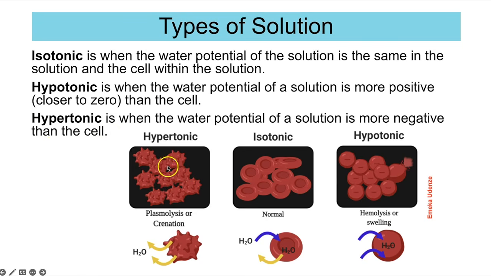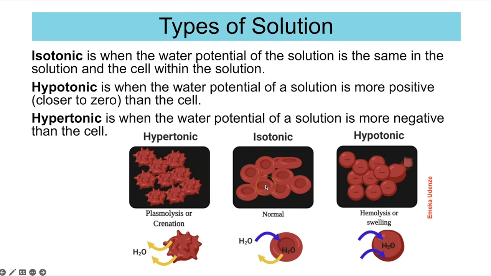And we can see here the effect it has on the cell when you place animal cells, which don't have a cell wall, into these three different types of solution. So if you were to put red blood cells, our example of an animal cell, into a hypertonic solution, because the solution has a more negative water potential, the water is going to move from the cell to the surrounding solution by osmosis, and that causes the cell to shrivel up or crenate. Plasmolyze is a term we use if it's happening in a plant cell.